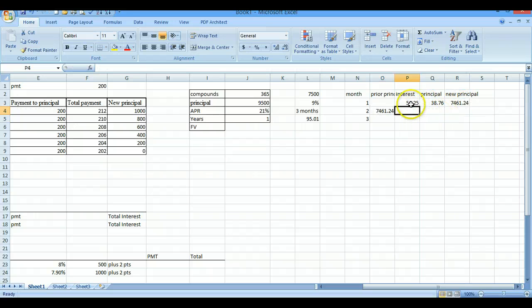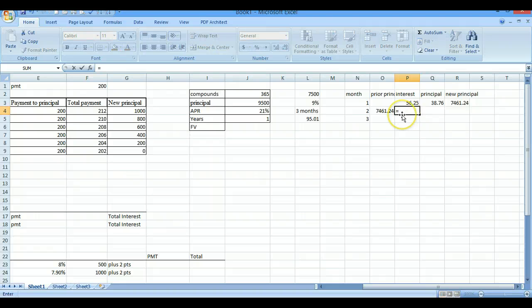And in this case, I referenced my interest, or my principal over here, so I can't pull it and drag it down. Oh, what'd I do? Divided by 12. Okay, so I'm going to have to redo my formula here.